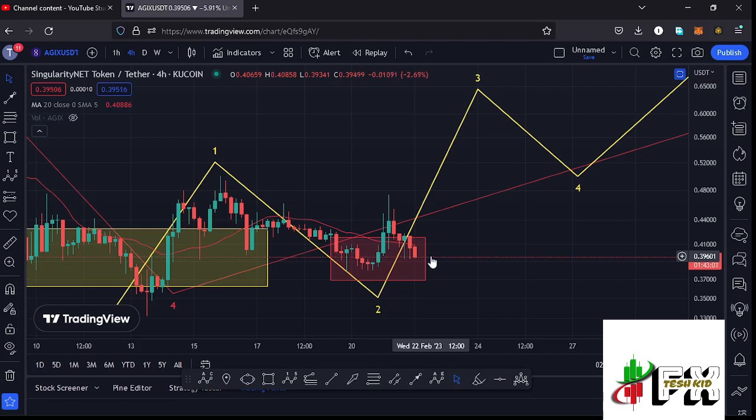But as long as we are holding below it, we have the risk of making one more new low in the formation of that higher Elliott wave count 2 before we can expect that massive bounce to the upside in the formation of that wave 3.